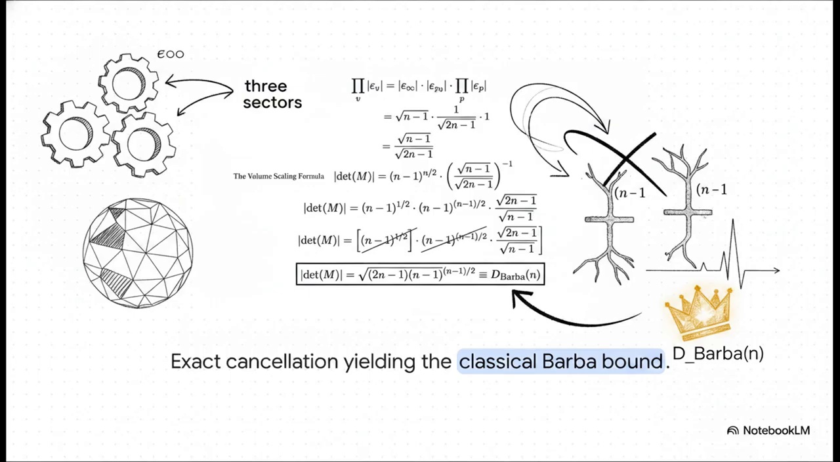It's just brilliant. This elegantly locks in the exact numerical convergence of the classical Barba bound, the square root of 2n minus 1 times n minus 1 to the power of n minus 1 over 2. The geometry flawlessly recreates the discrete bound.